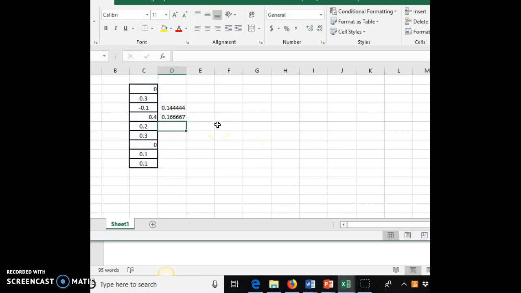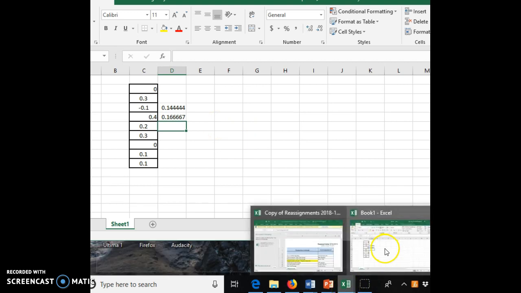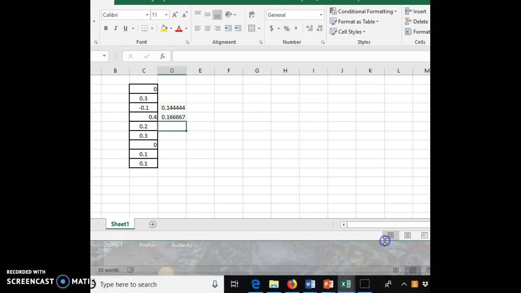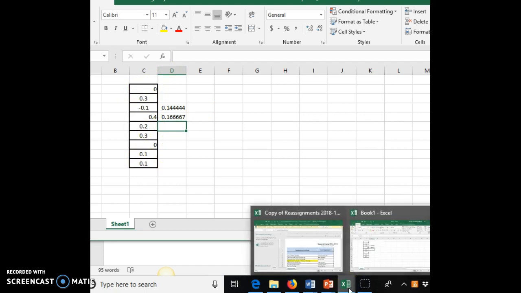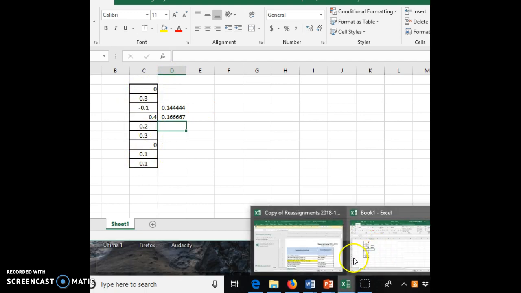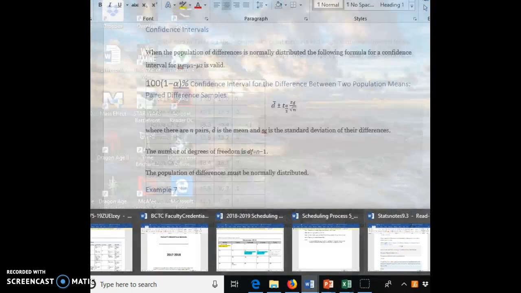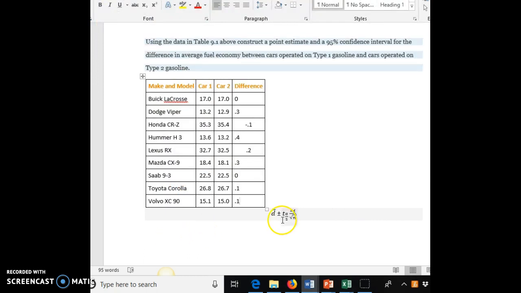Okay, so 0.144444444. We'll round this to maybe 3 decimal places. Actually, since our original difference is just 1 decimal, let's round it to 2. 0.14 for our mean. All right, so our D bar is 0.14 plus and minus. Now we need to get t of alpha over 2.